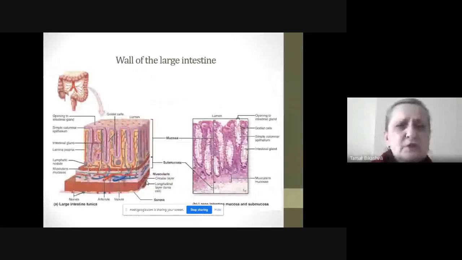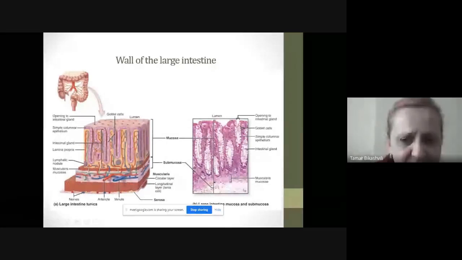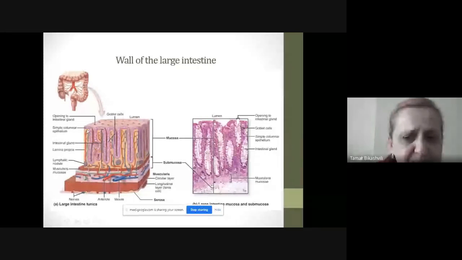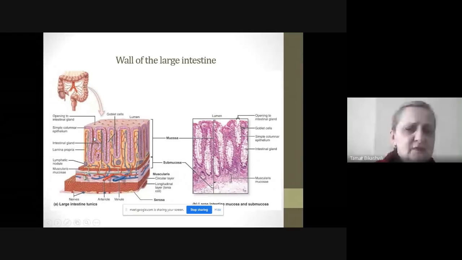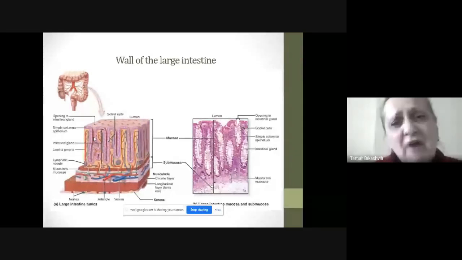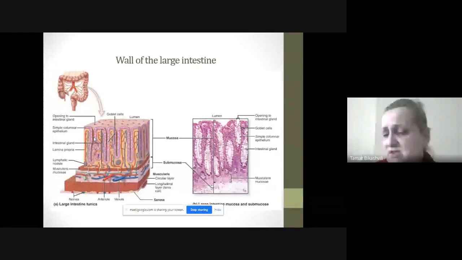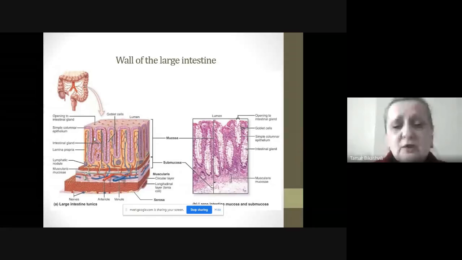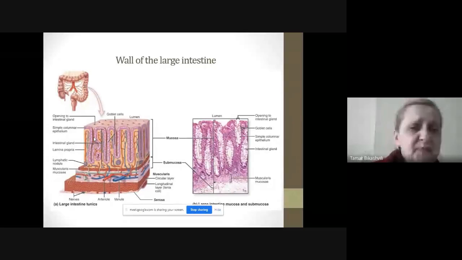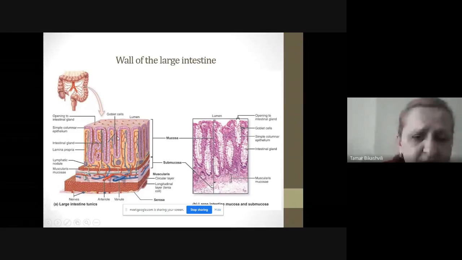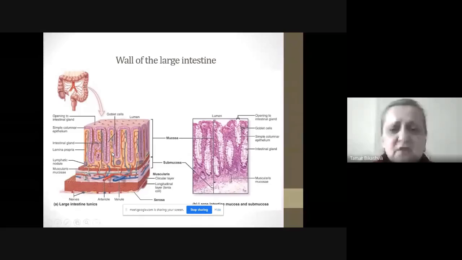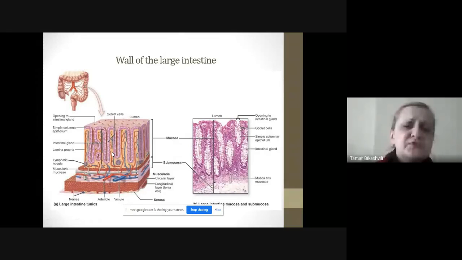Now I want to show the wall of the large intestine, not with circular folds, not such villi. So what is the function of the large intestine? Does it provide any absorption or not? Yes, it also provides absorption, but only of water and electrolytes. So the epithelial lining you can see here, then the glands. Intestinal glands, the mucosal glands, are in the large intestine.